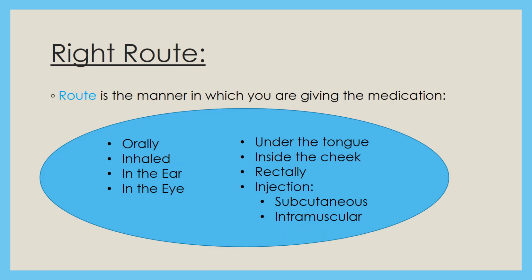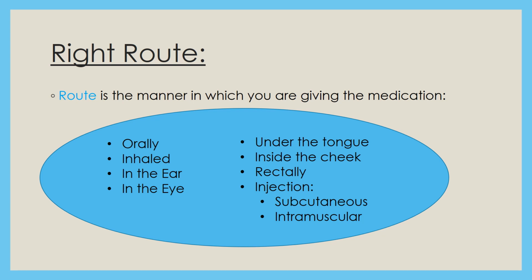Route refers to the manner in which you are giving the medication. Most daily medications are given orally. Inhalers and nebulizers are inhaled. Insulin is injected in the subcutaneous tissue of either the arm or abdomen. Epinephrine and glucagon are always injected in the thigh muscle. And Diastat, a medication commonly prescribed to treat seizures, is given rectally.